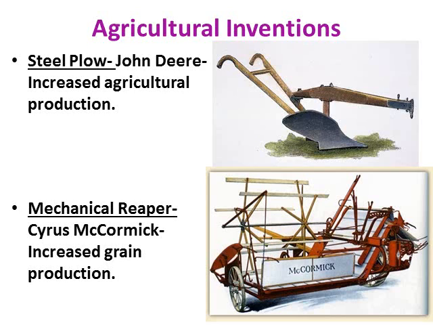Some other agricultural inventions, or inventions for the farm: John Deere made the steel plow. This increased agricultural production, so that means that you could plant crops faster. And also Cyrus McCormick made something called the mechanical reaper. So this means that you could harvest your crops and cut down your fields a lot faster.